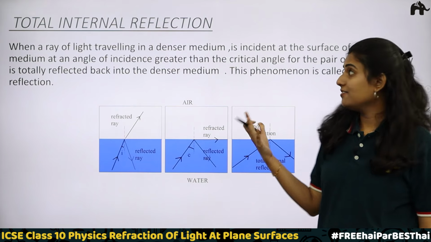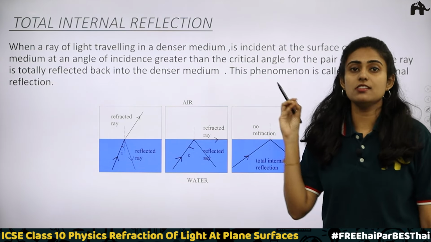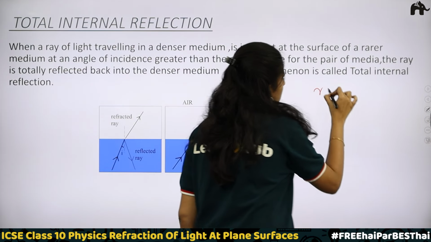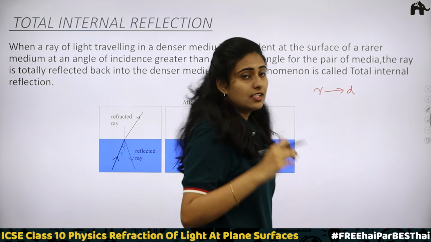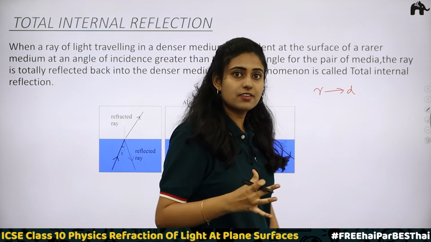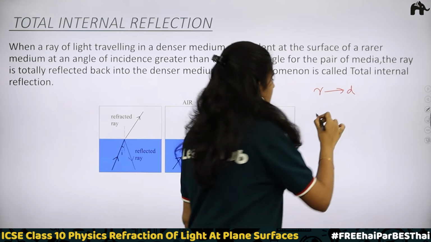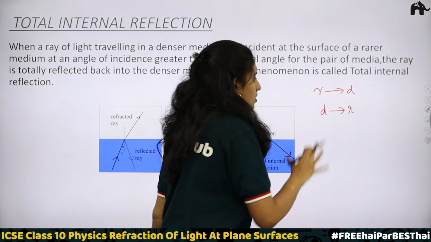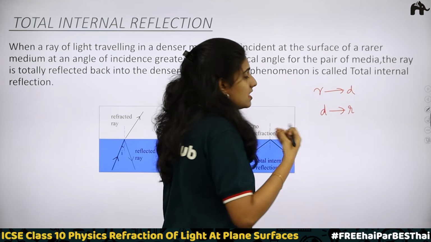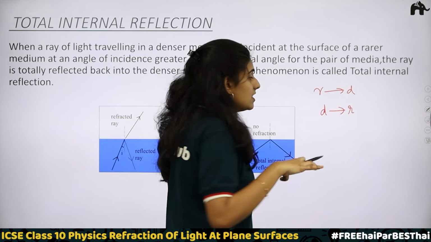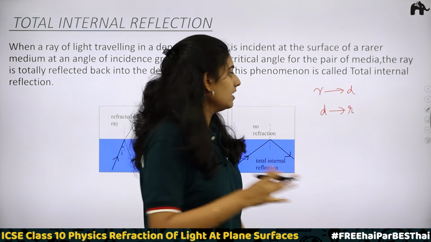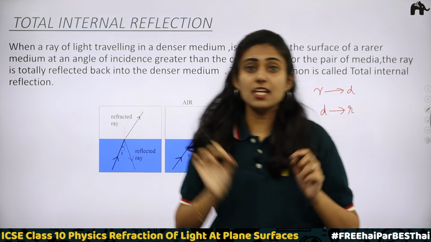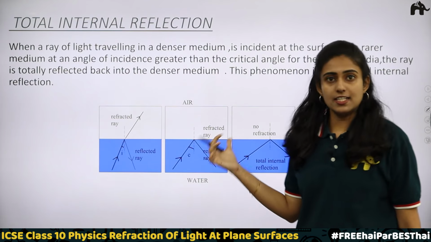Okay, now we can define total internal reflection. What is total internal reflection? We know that when light travels from a rarer medium to a denser medium, there is always partial reflection and refraction occurring. But when the light travels from a denser to a rarer medium, after a particular angle of incidence, which is the critical angle, when the angle of incidence becomes more than the critical angle, then no more refraction is going to take place. Only reflection will take place.